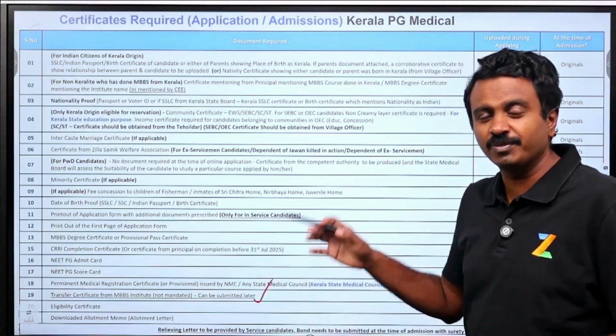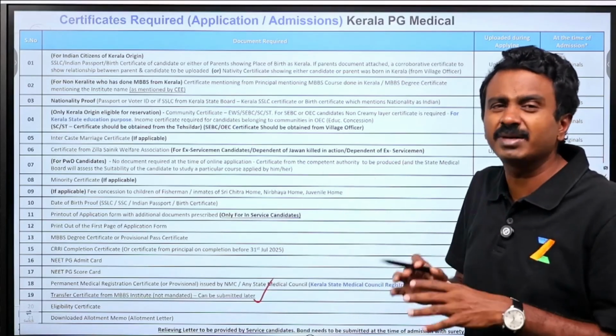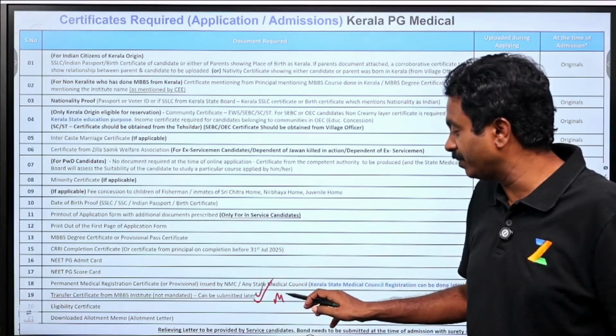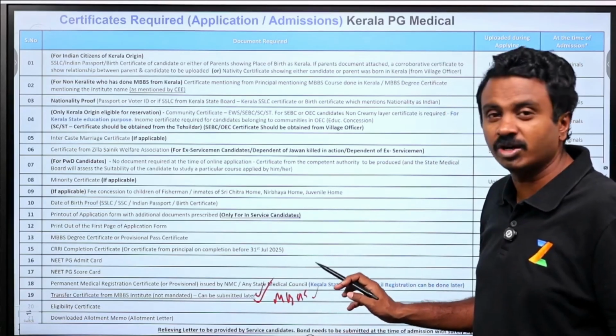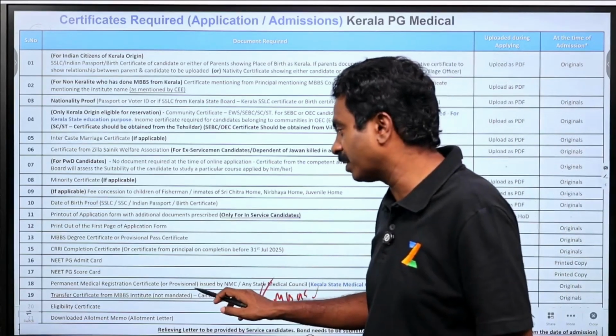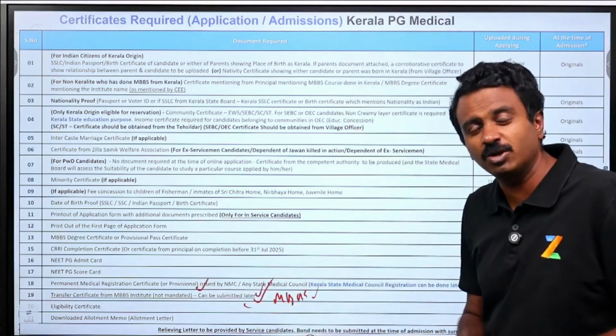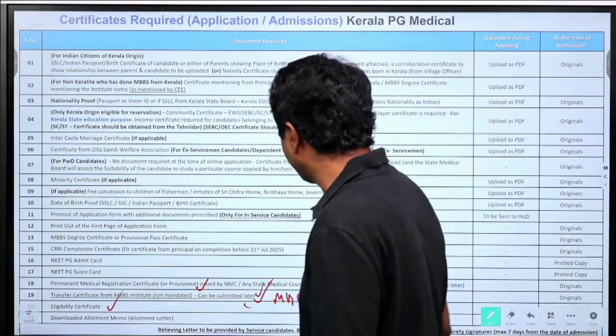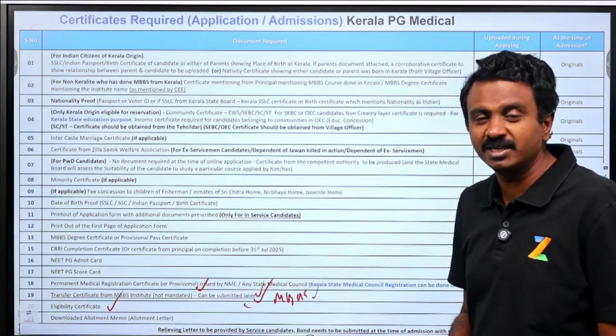So you have to get this from your current institute, or in some cases from the university if it is usually a deemed university, but from the institute where you have done MBBS. It can be done later, not a problem. So this transfer certificate and permanent medical council registration certificate, you can all do after your final admissions, last admissions. Don't need to wait for it. Same with the eligibility certificate, you can produce it later.